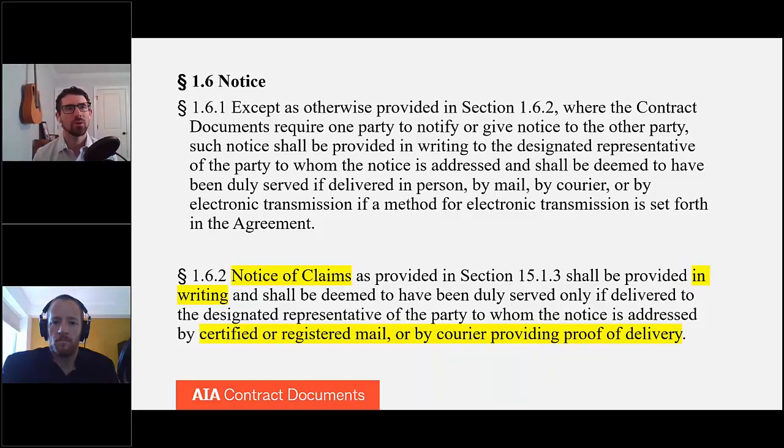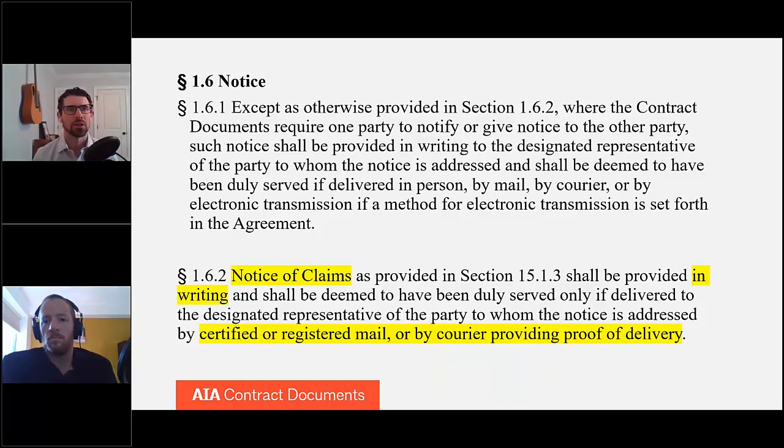So if the parties are providing that type of notice, if they're providing notice of a claim, then they want to look to 1.6.2, which requires that the notice shall be provided in writing and has to be delivered by certified or registered mail or by courier providing proof of delivery. So they need to adhere to section 1.6.2 and those specific types of delivery methods if they're providing notice of a claim versus, like we talked about in 1.6.1, just regular notice.